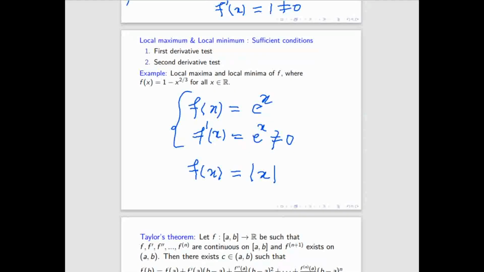Question: f(x) = mod x. What is the maximum or minimum of this function? The domain is the whole real line. Minima is 0, sir. Maximum does not exist. If you are saying minima is 0, then what is the derivative of this function? It is not defined. The derivative at x equal to 0 does not exist.